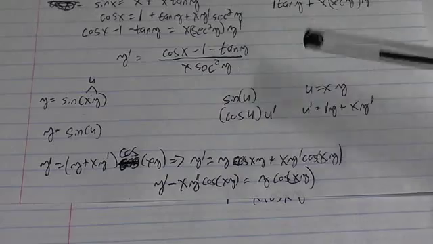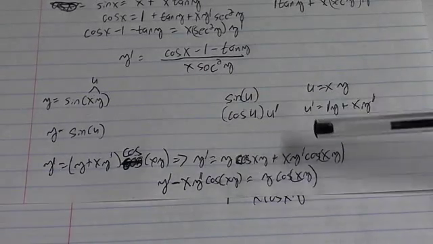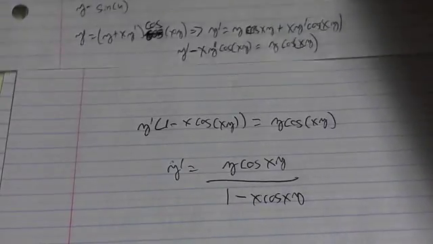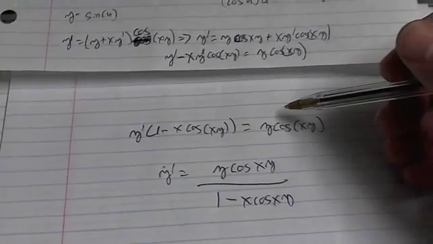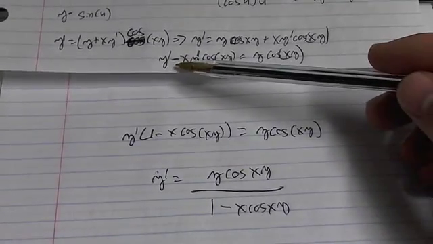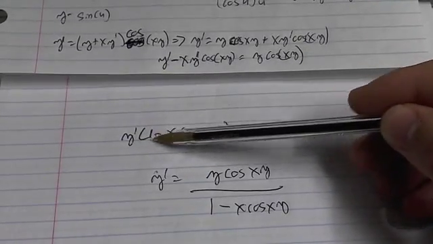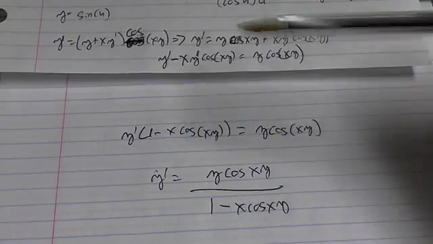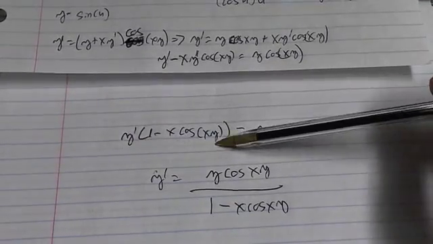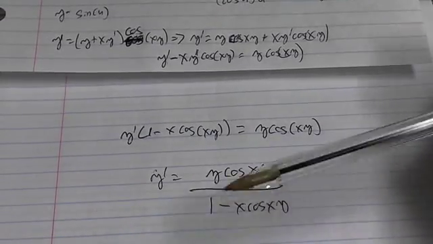So you got to take the y prime to the other side. So you get y prime minus x y prime cosine xy is equal to y cosine xy. So now we factor out a y prime. Since both of these have y prime, we can factor it out. So y prime times 1 minus x cosine xy is equal to y cosine xy. How do you get y prime by itself? Well, you divide by 1 minus x cosine xy. And the final answer will be this.